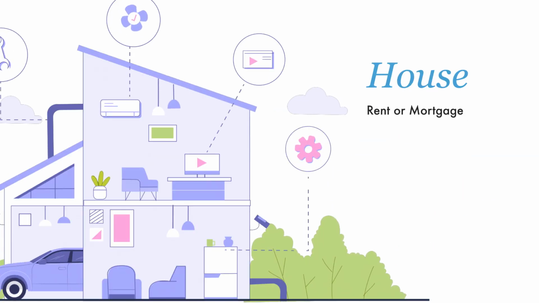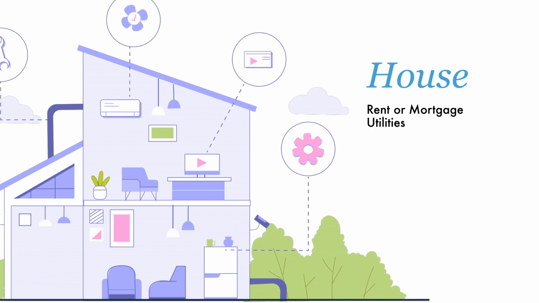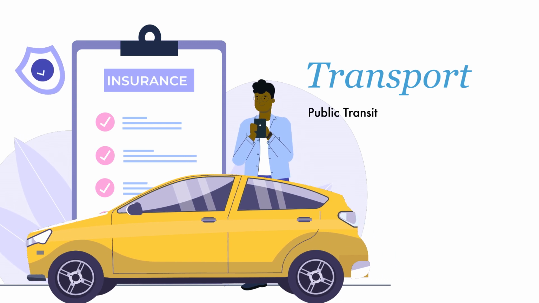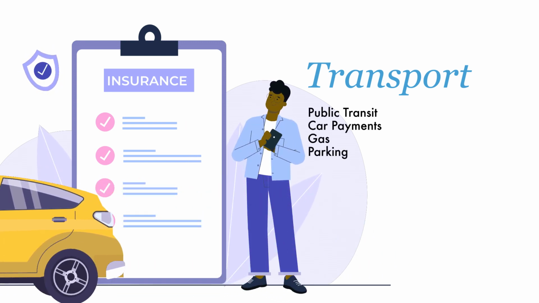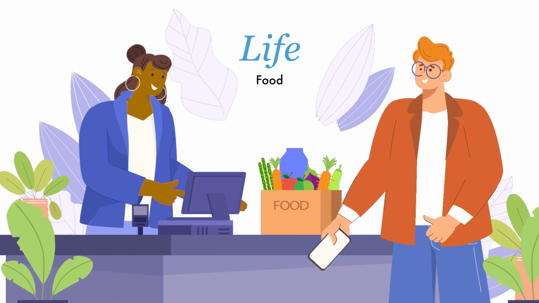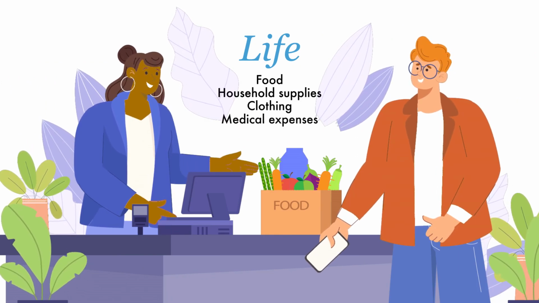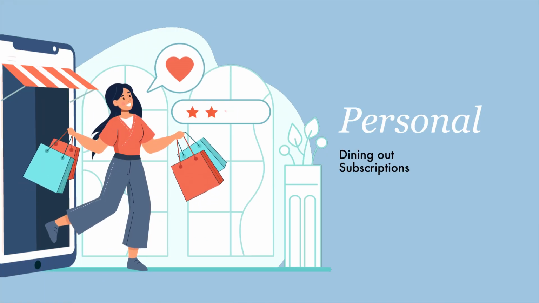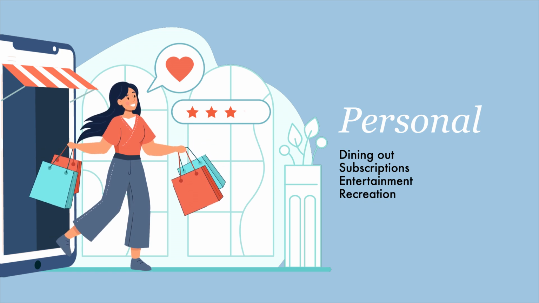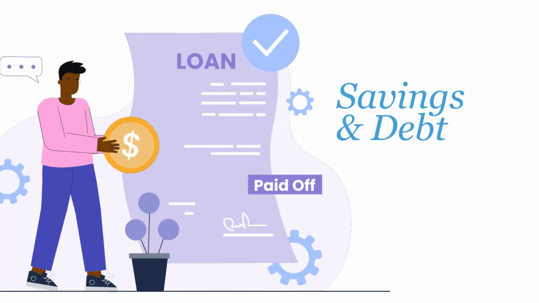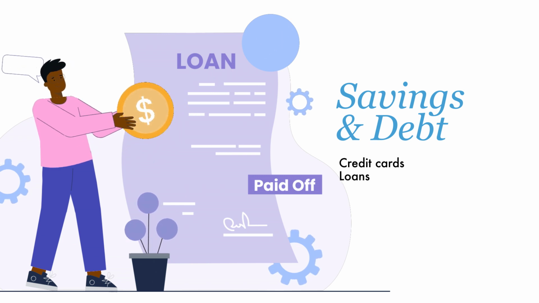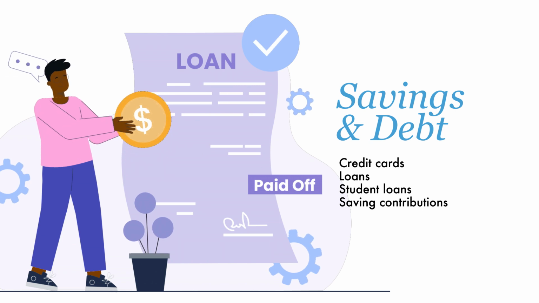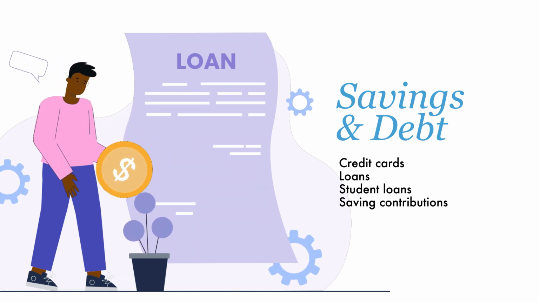Housing: rent or mortgage payments, utilities, internet, and insurance. Transportation: public transit, car payments, gas and parking. Living: food, household supplies, clothing, medical expenses, and childcare. Personal: dining out, subscriptions, entertainment, and recreational activities. Savings and debt: credit cards, loans, student loans, and saving contributions. Remember, every item you spend money on should have a corresponding category to account for it.